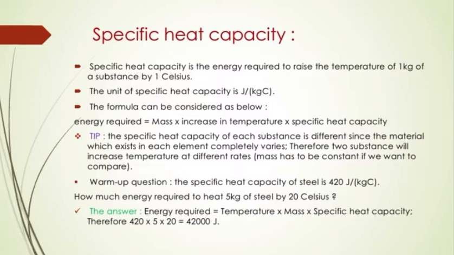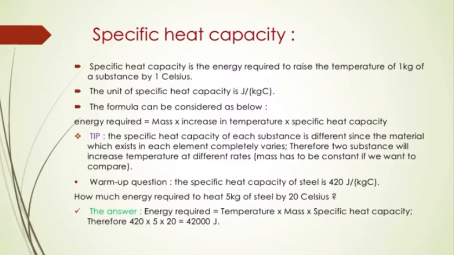Energy required, or in other words energy needed, equals mass times increase in temperature times specific heat capacity. There is a tip here: the specific heat capacity of each substance is different. Why? Since the materials in each element completely vary. Therefore, two substances will increase temperature at different rates. Mass has to be constant if you want to compare. So guys, don't forget this.